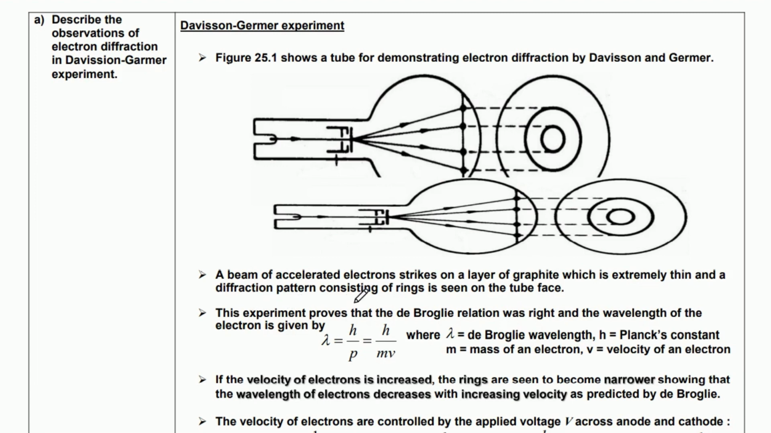So this experiment proved that the de Broglie relation was right, and the wavelength of the electron is given by lambda equal to h over p equal to h over mv, where lambda is the de Broglie wavelength, h is the Planck constant, m is the mass of the electron, and v is the velocity of the electron. Okay, if the velocity of electron is increased, the rings are seen to be narrower, showing that the wavelength of electron decreases with increasing velocity as predicted by de Broglie.